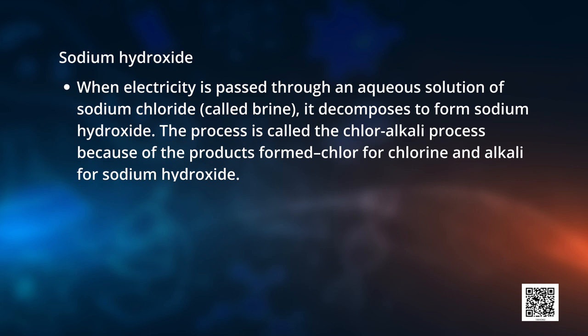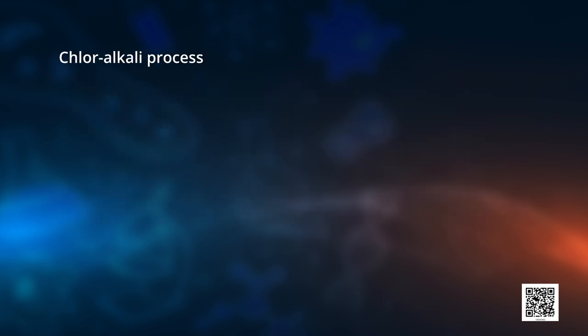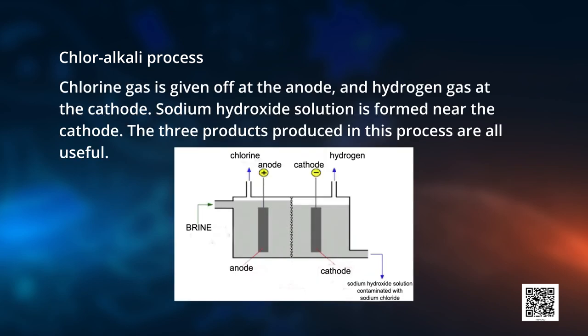Because the products formed from the chloralkali process are chlorine and sodium hydroxide, which is alkaline in nature. The reaction taking place in the cell is sodium chloride aqueous, and because it is aqueous, there is water. When electricity passes through it, it gives you NaOH aqueous, chlorine gas and hydrogen gas. So, in the chloralkali process, the chlorine gas is given off at the anode. And what happens at anode?